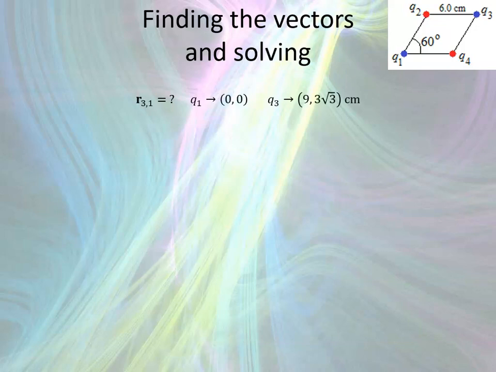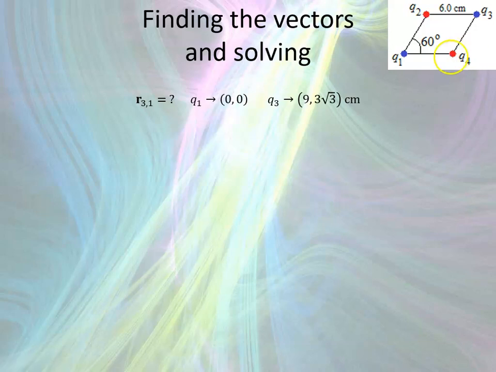It helps to imagine this rhombus on a coordinate plane and pretend that charge 1 is at the point 0,0. Well, if charge 1 is at the point 0,0, then I can go over 6 centimeters to get to charge 4, and then go over another 3 centimeters to get right smack below charge 3.